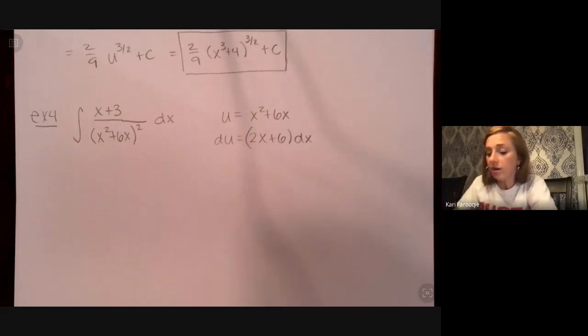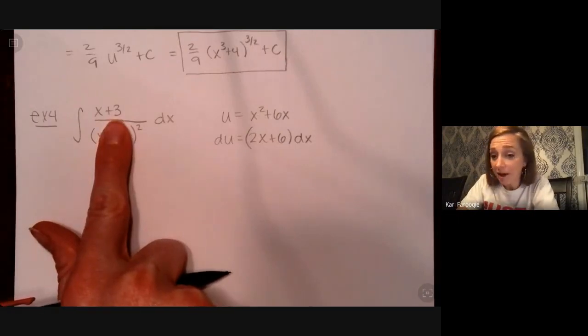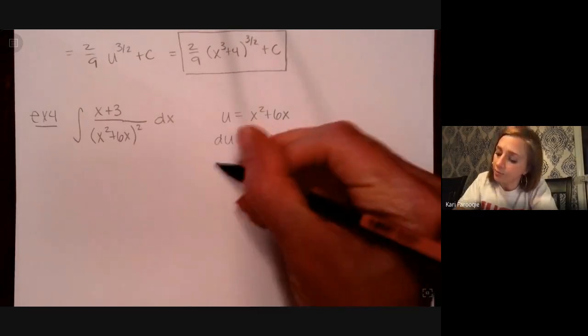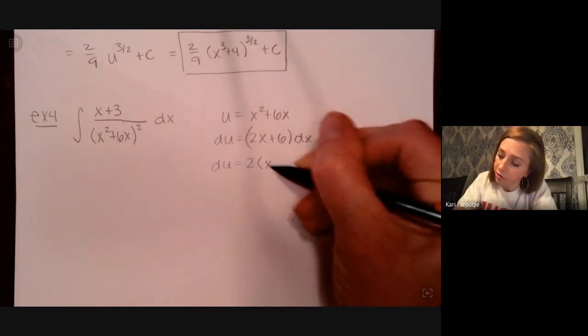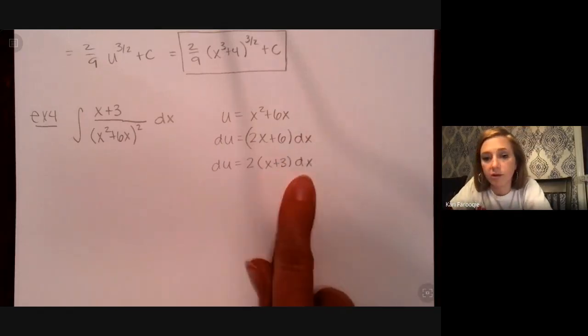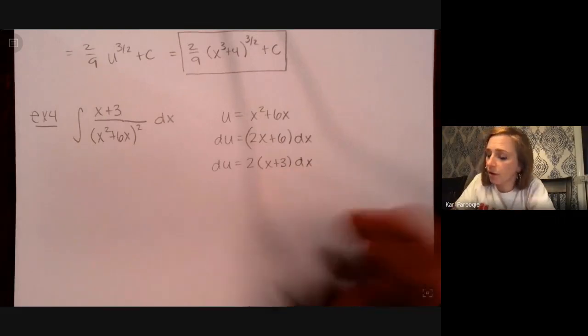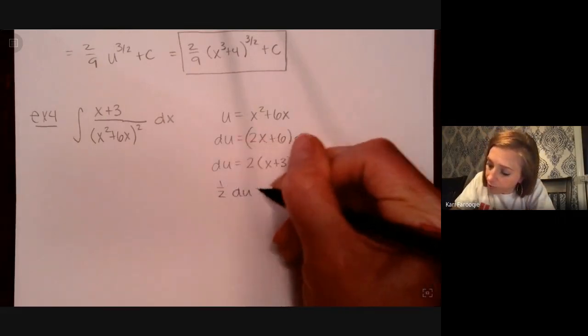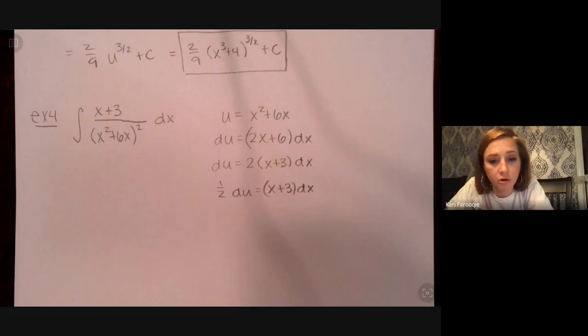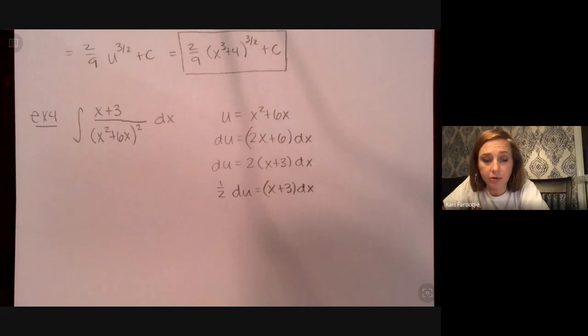Now I'm trying to get x plus 3 dx, but I don't have that. I have 2x plus 6 dx. Notice, however, that if you factor out a 2, you can come up with this x plus 3 dx that you're looking for. Now divide both sides by 2. And now you've got a substitution for your numerator. X plus 3 dx is going to be 1/2 du. And the denominator we already know now is u squared.